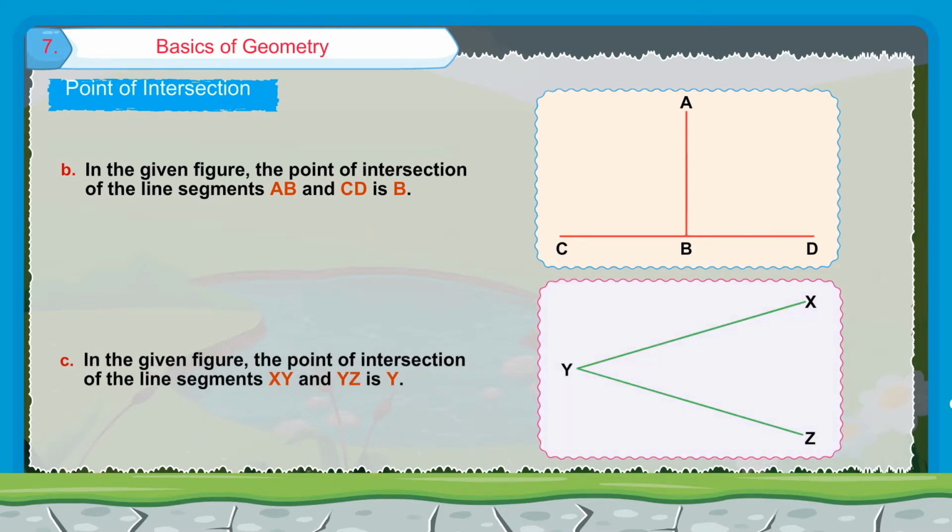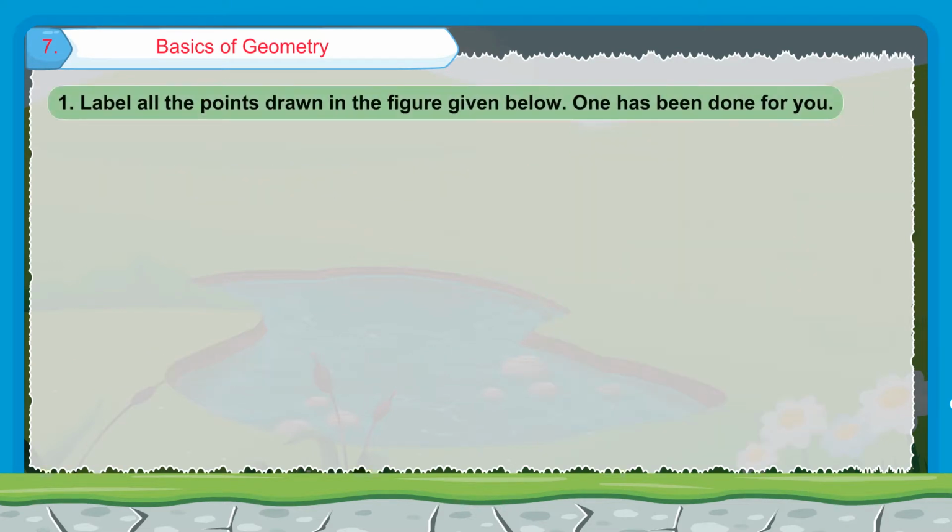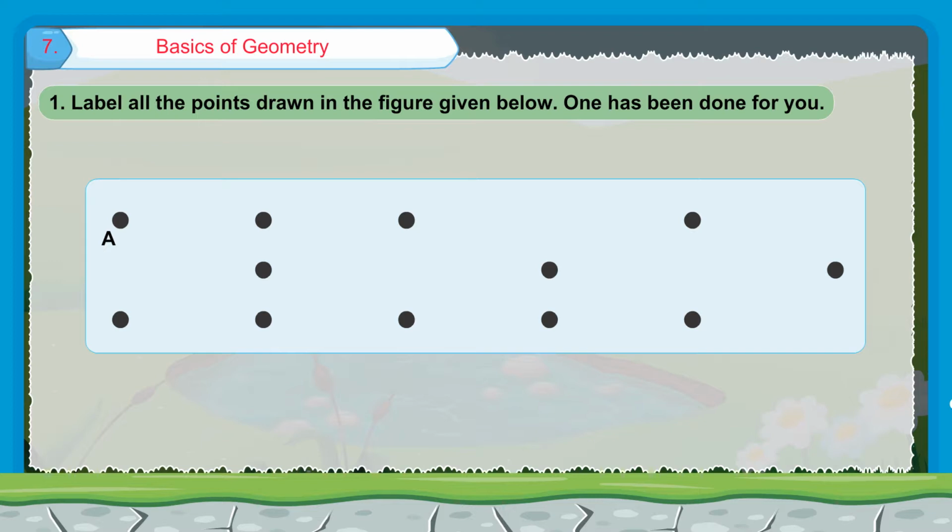C. In the given figure, the point of intersection of the line segments XY and YZ is Y. XY, YZ, Y. 1. Label all the points drawn in the figure given below. 1 has been done for you.